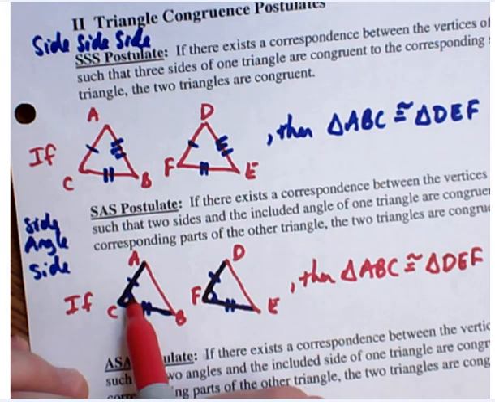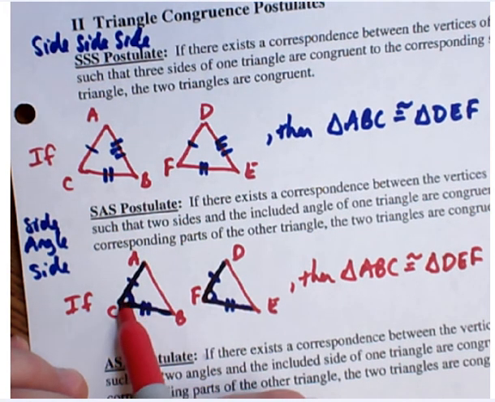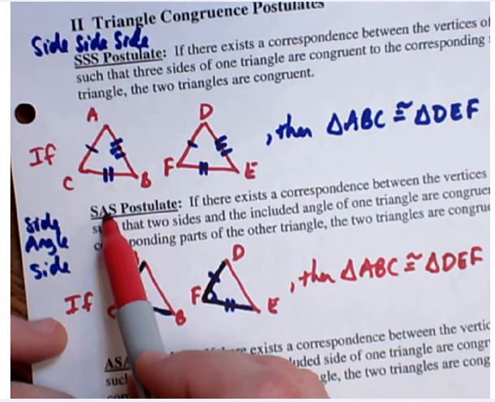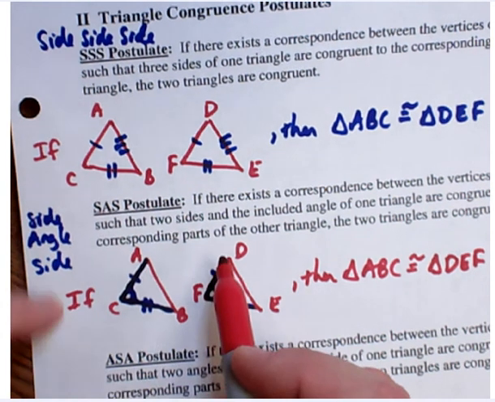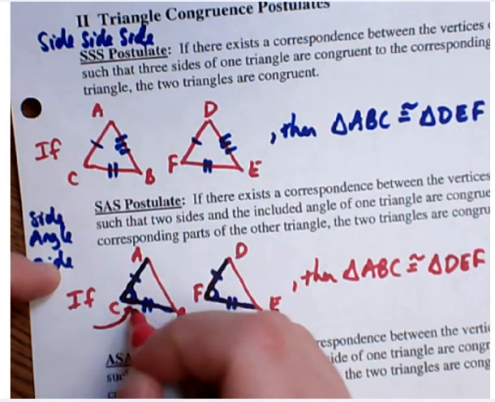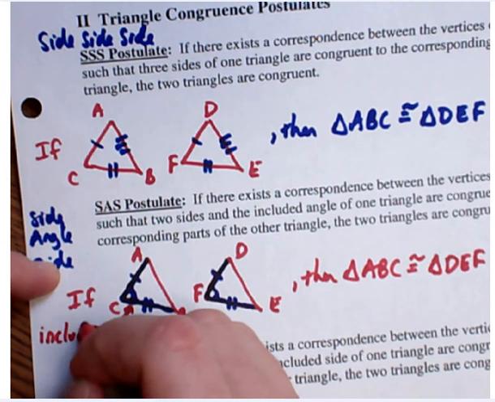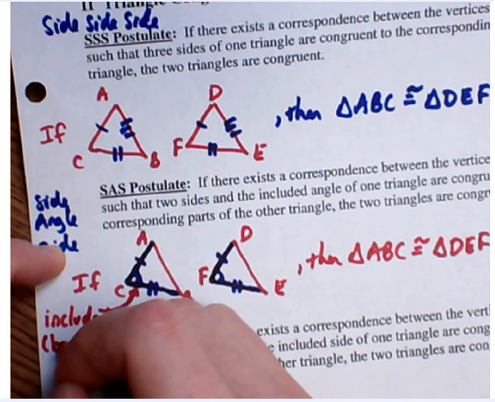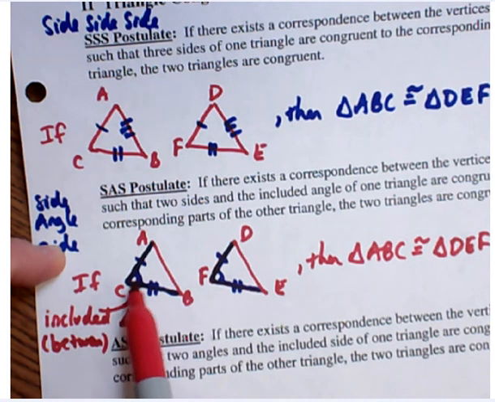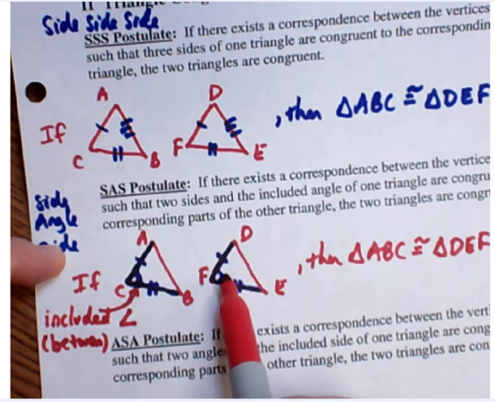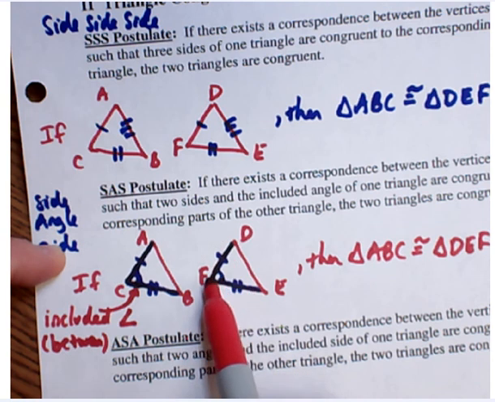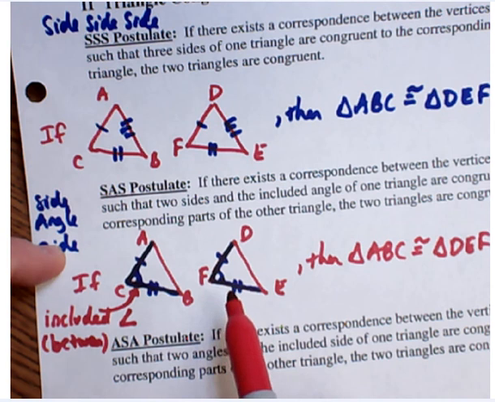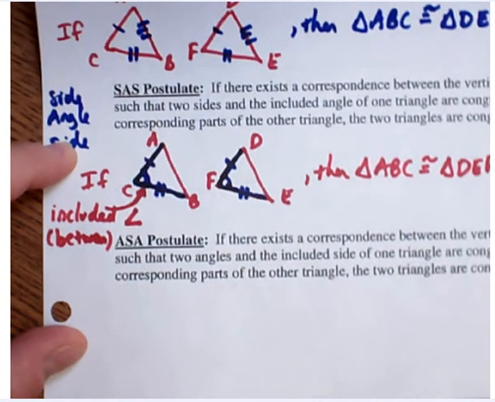Now notice the angle is between these two sides. When I write SAS, the A is between the two S's. Okay? Now this angle has a name. It is called the included angle. Included basically means between. So angle C is included between these two sides. In this triangle, we would say angle F is included with side DF and side EF. Okay, so it's the angle between. That's SAS.